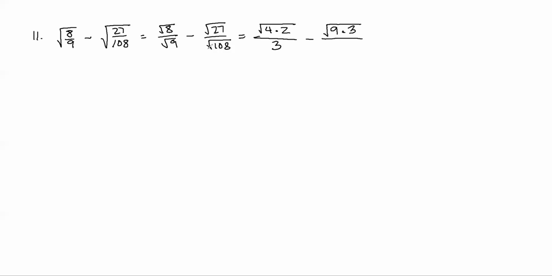And on the bottom here, 108, this one's a little bigger. So let's look at our perfect squares. We have 1 squared is 1, 2 squared is 4, 3 squared is 9, 4 squared is 16, 5 squared is 25, and then 36. 7 squared is 49. And then I'm going to stop there.